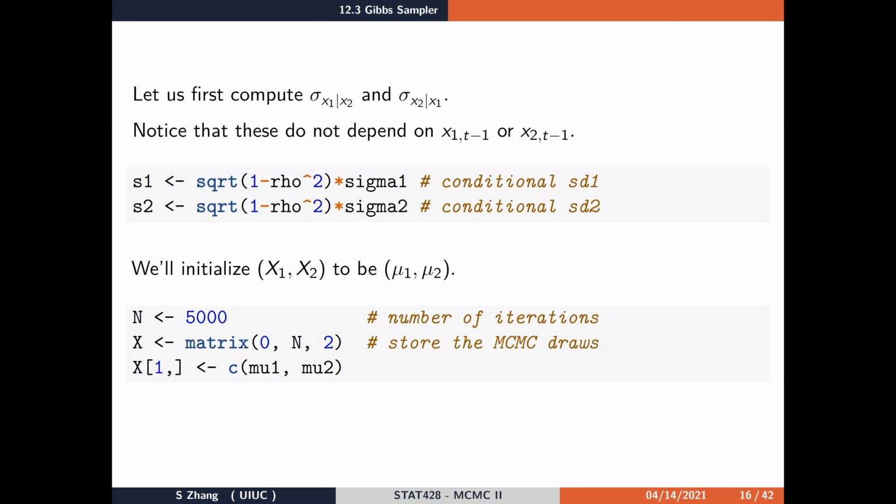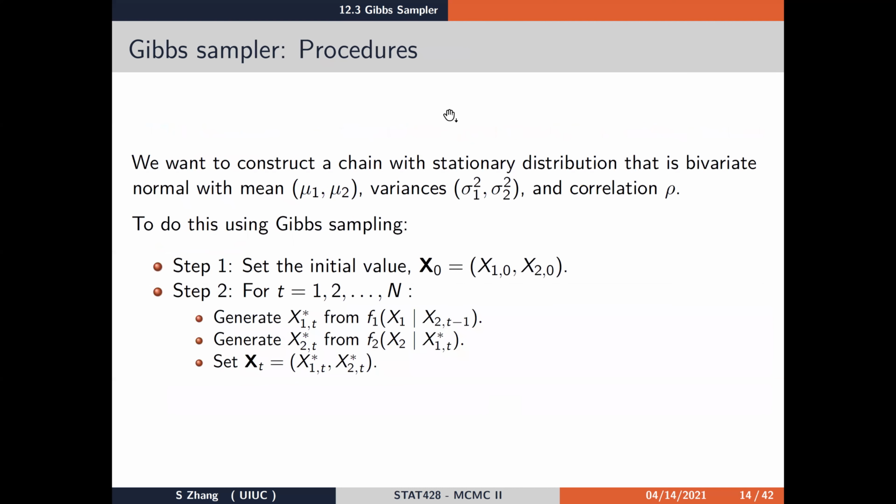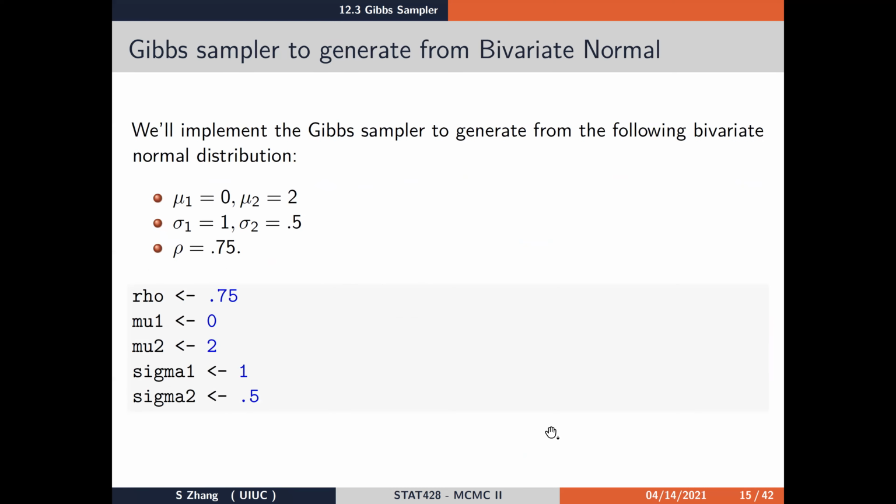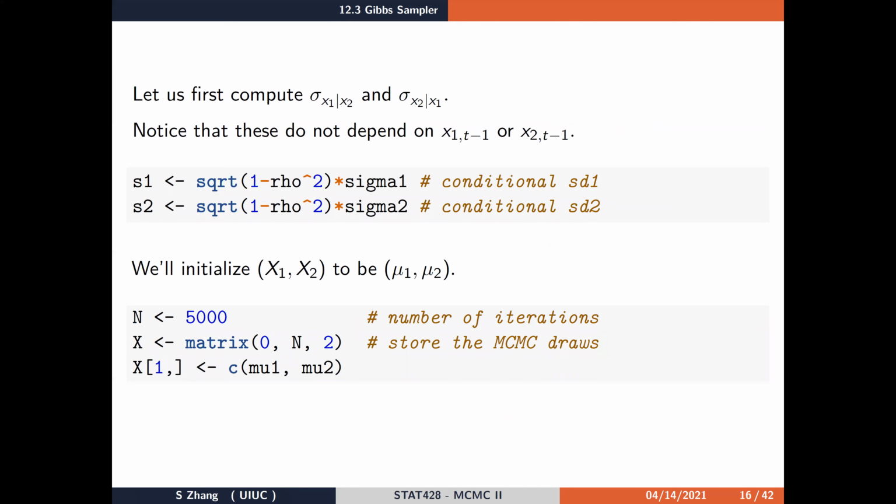One thing you should notice is that the conditional variance of x1 given x2 and the conditional variance of x2 given x1 actually do not depend on the particular values of x1 and x2. You can see that x2 actually affects the conditional mean of the distribution. However, the conditional variance, which is 1 minus rho squared times sigma 1 squared, does not depend on the value of x2 or the draw that we just obtained. In other words, we can calculate that beforehand.